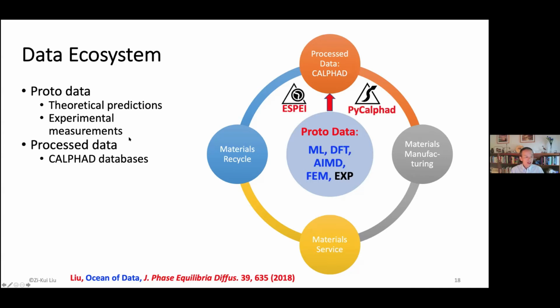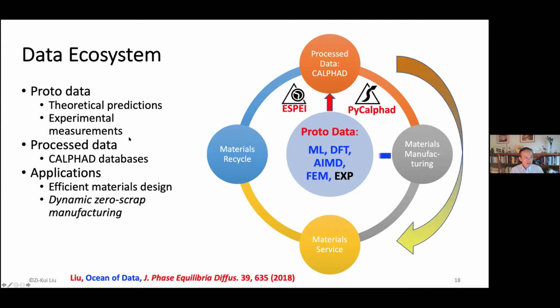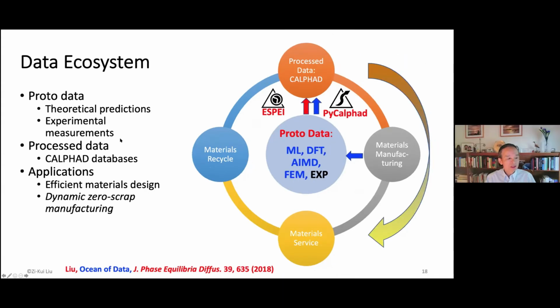And then the process data has to be made into a database. How to make it into a database? Okay. And then application. We talk about efficient material design, but I do want to mention that many years ago I proposed the idea called dynamic zero scrap manufacturing. That means the manufacturer has no scraps. How can that happen? That means your process has to be always changing.